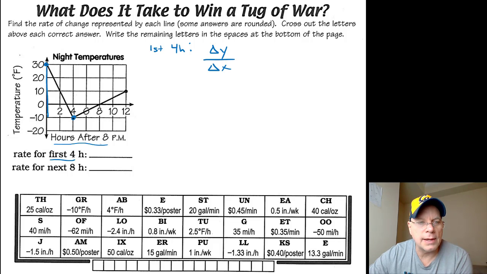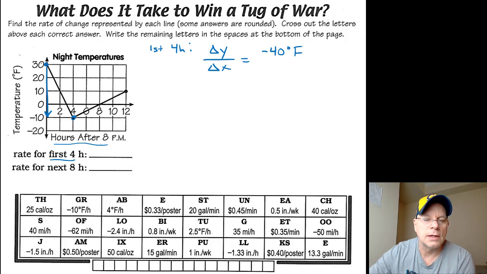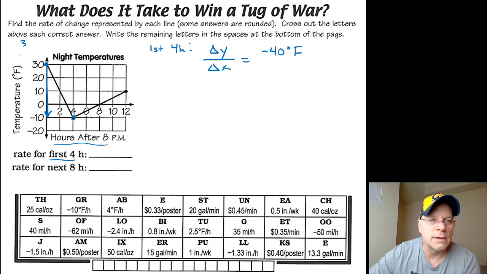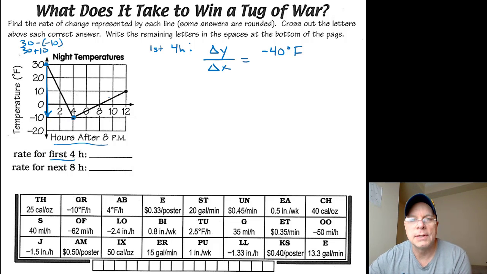My change in y, it starts at 30 degrees and ends up at negative 10. That's a change of 40 degrees, but it's going down, so negative 40 degrees Fahrenheit. It's down 30 just to get to zero, and down 10 more to get to negative 10, so negative 40. This is a good time to remind you that 30 minus negative 10 is the same as 30 plus 10. That's why it's going down 40 degrees.